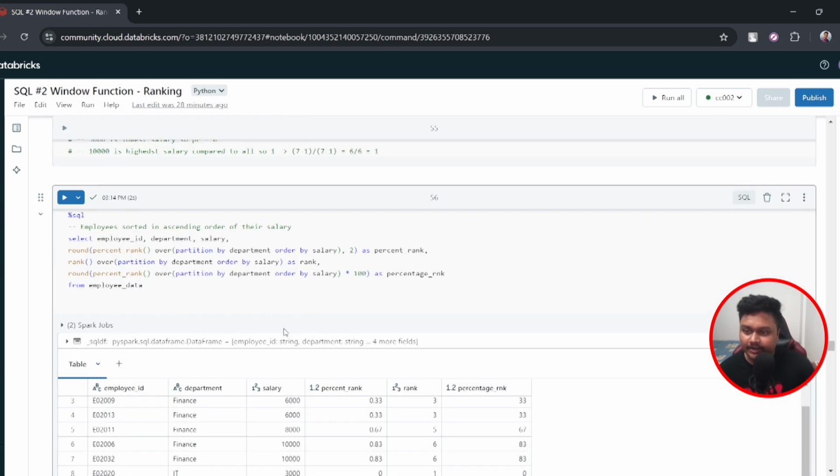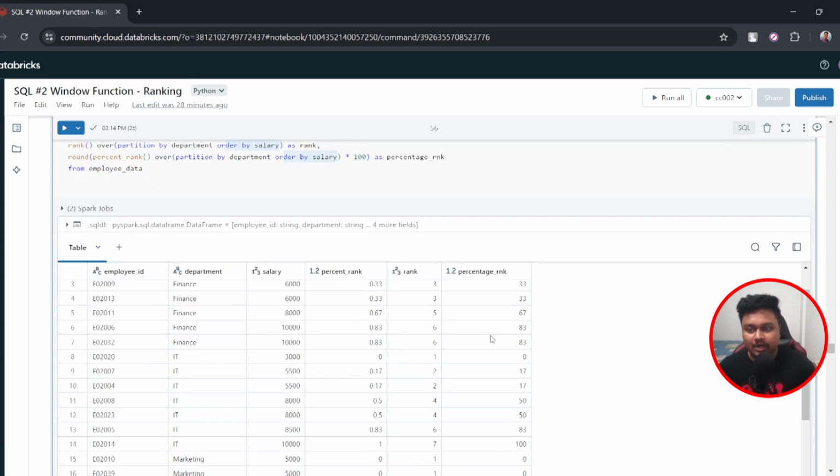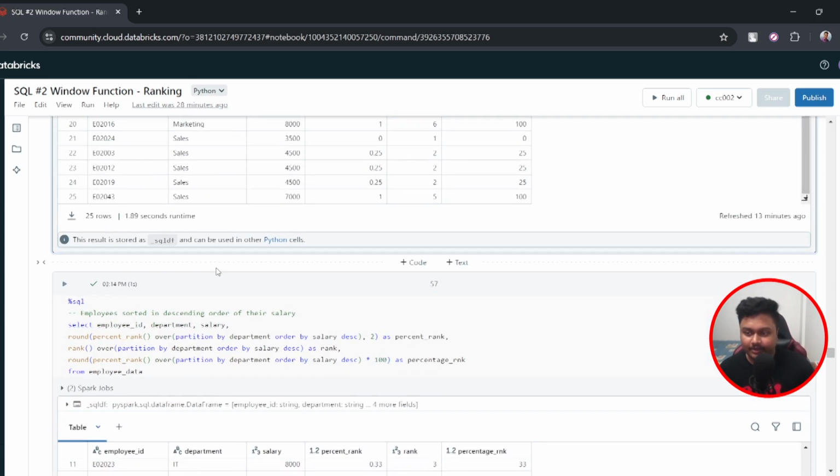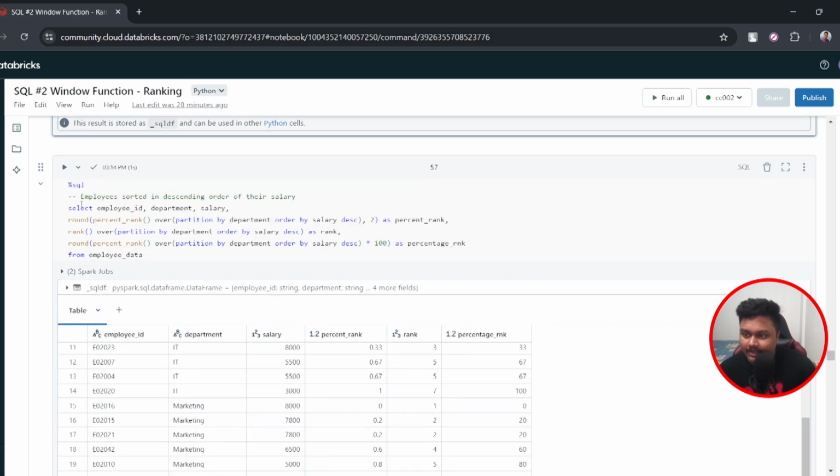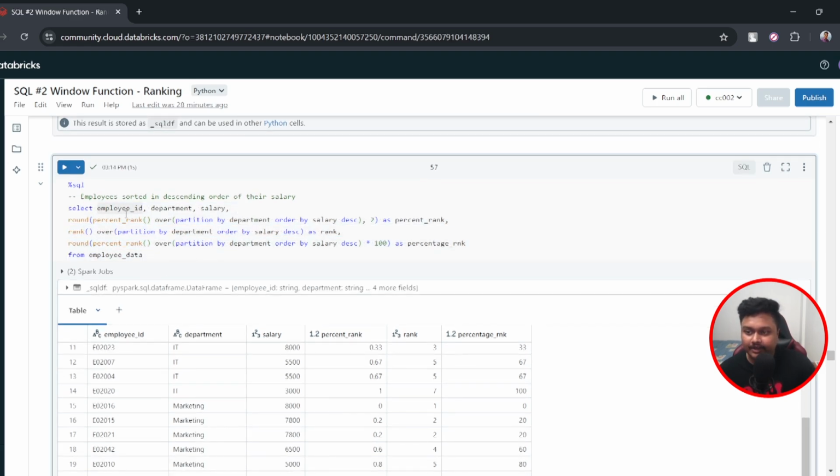Now I explained how the percent rank works when you arrange the column in ascending order. Let me also show you how it will work when you arrange it in descending order. So here I've written this query. As you can see, I've selected employee ID, department, salary, and I've copied the above entire query actually. And the difference I've made is that I'm ordering the salary column in descending order this time.